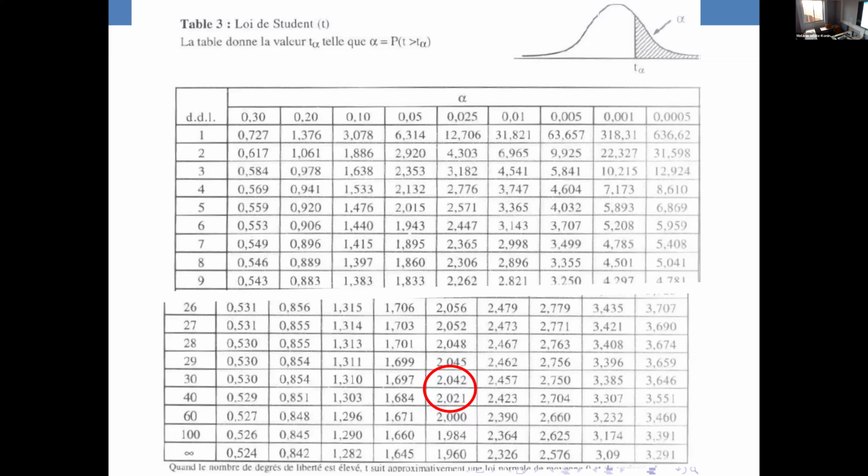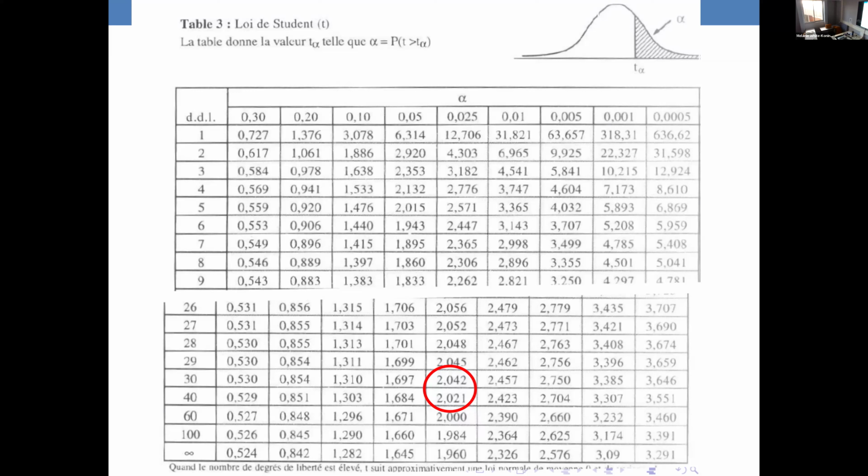We are in a case where we're interested in a bilateral hypothesis. So we want to exclude any extreme cases on both sides. If alpha has to be equal to 5% altogether, we want to exclude the 5% most extreme values. So we have to exclude 2.5% here and 2.5% here. And the Student distribution is symmetrical, just like the normal distribution.